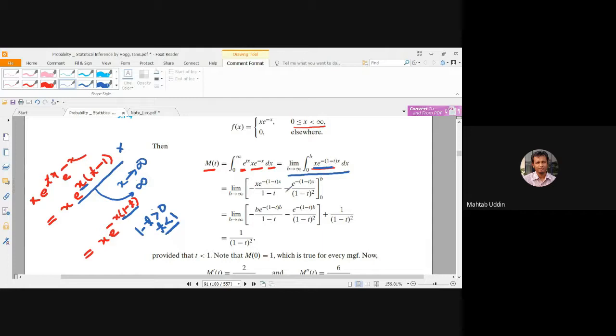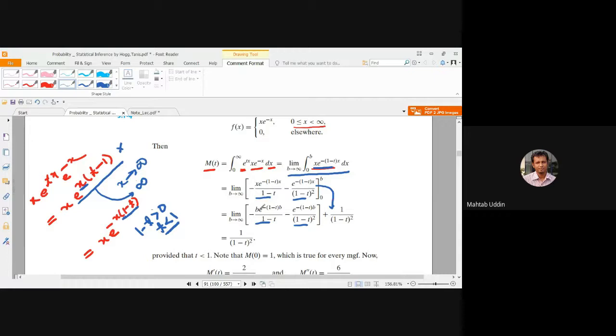Then solve this using the UV method. UV method, this is the integral value. Now if you put x equal to b, you will get this, and if you put x equal to 0, the first term vanishes automatically and the second term will come like here.